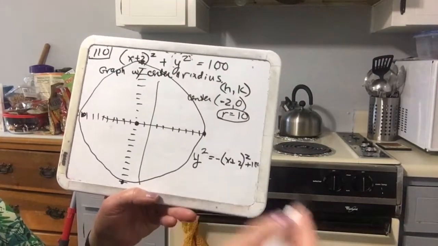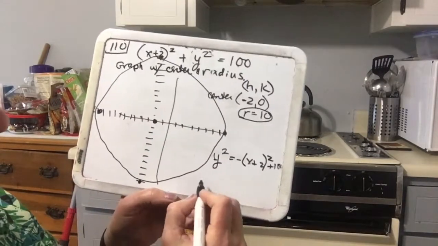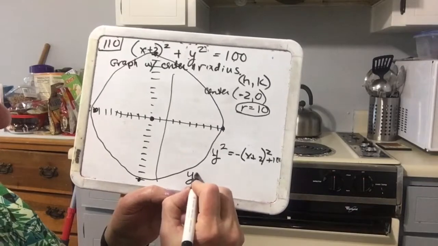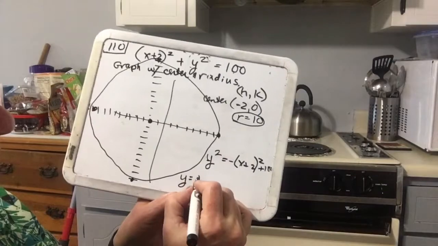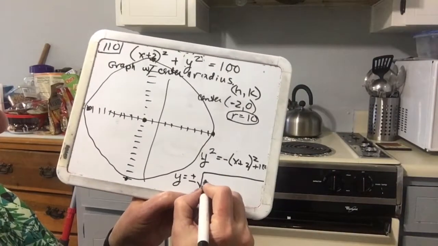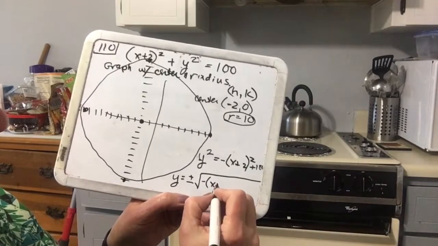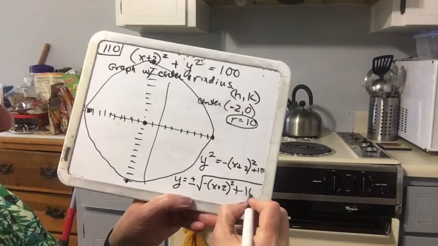Okay, and then I'm going to take the square root of the whole thing, and it's going to be a plus and minus. So I'm going to wind up with y equals plus or minus the square root of a negative x plus 2 squared plus 100.